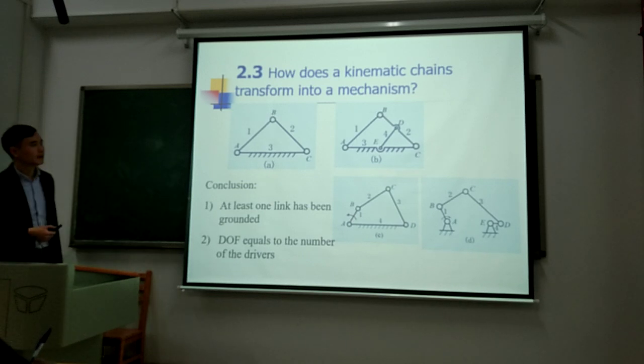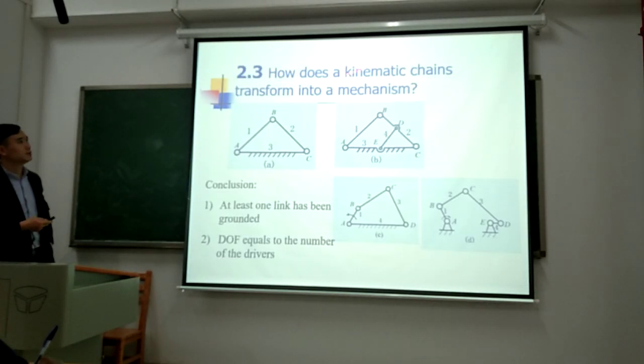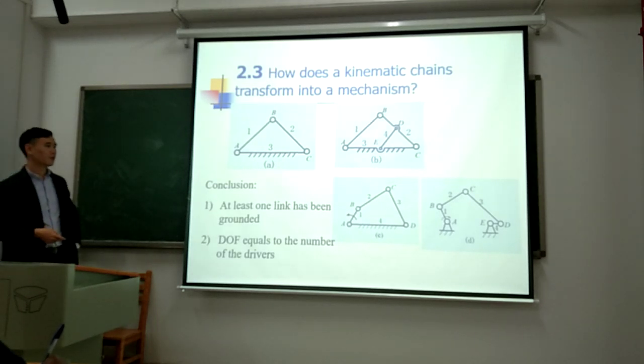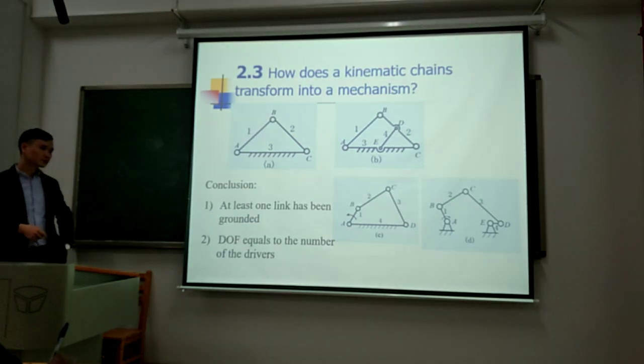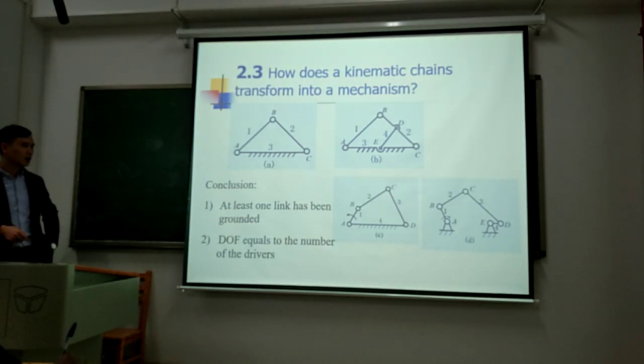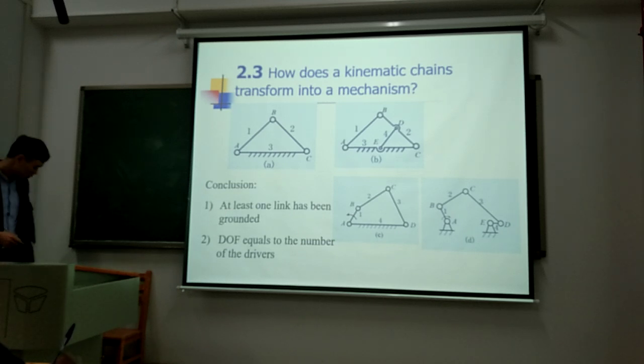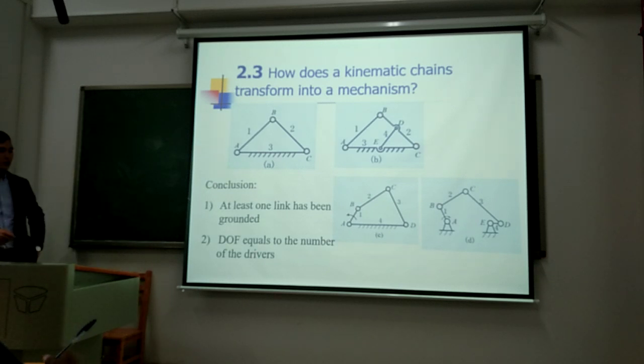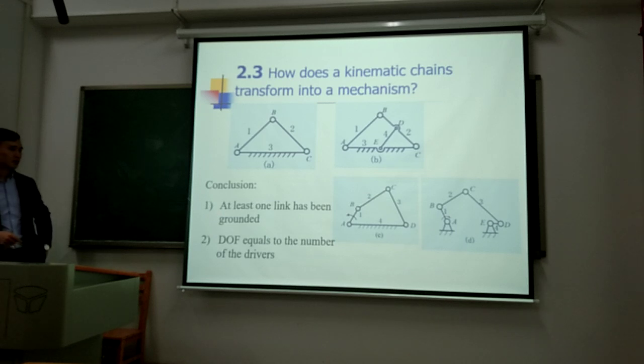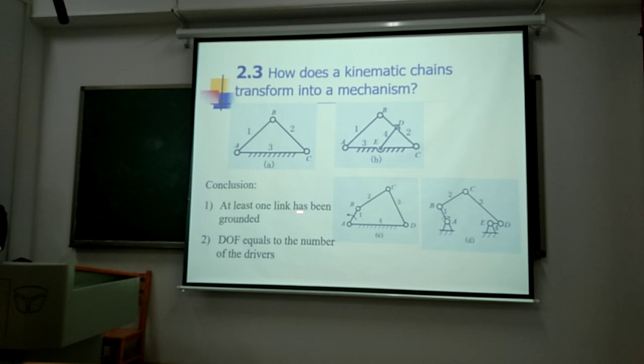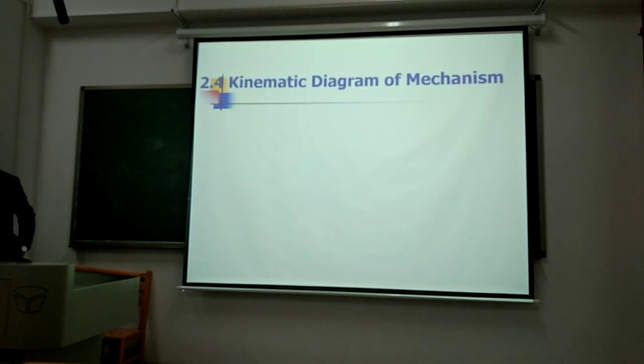So if a kinematic chain wants to be a mechanism, it must meet these two requirements. The first one, at least one link has been grounded. Okay? The second, DOF equals the number of the drivers. So, the two requirements are not being met. Okay?